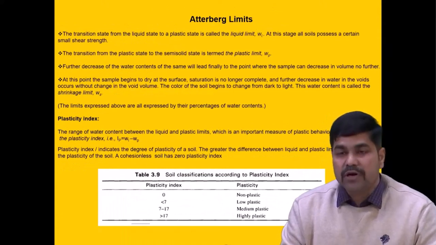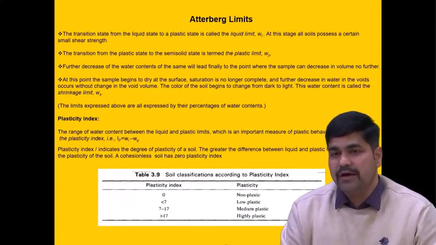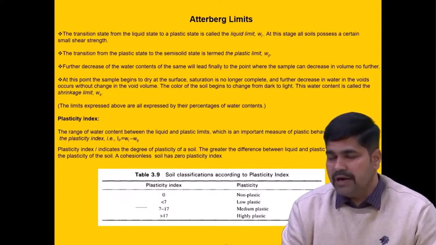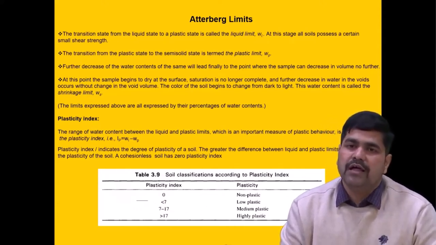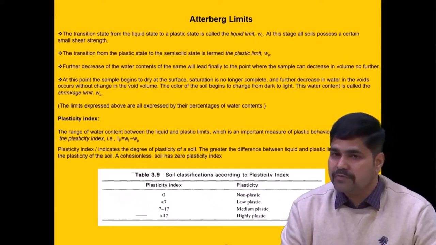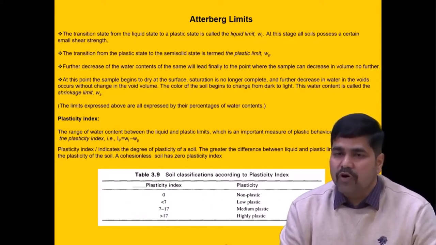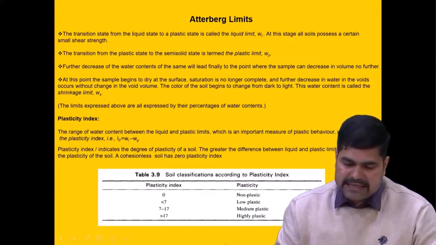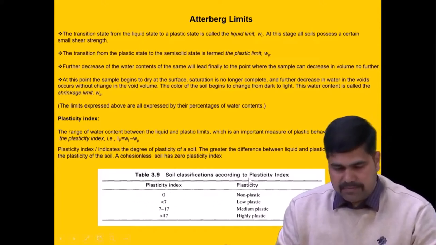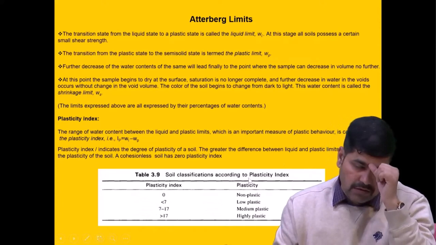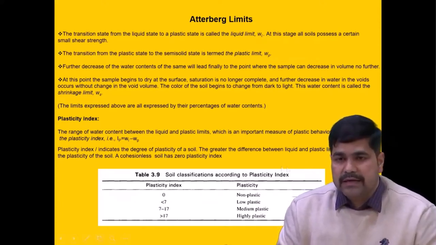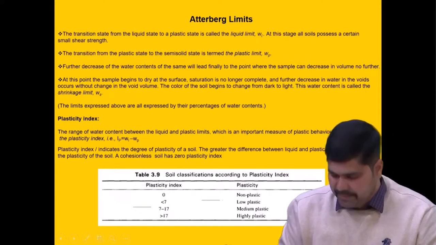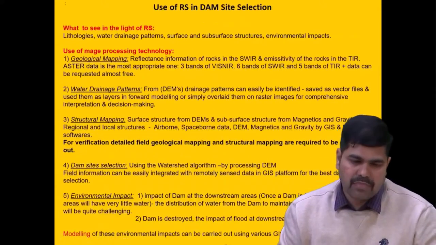So, why are they important? Because it is important to know beforehand, before building a structure on that soil, what type of soil it is and how it behaves with moisture. So, we have plasticity indices, and depending upon where the plastic limit is located, we can tell whether it is a non-plastic soil, low plastic, medium plastic, or highly plastic soil.